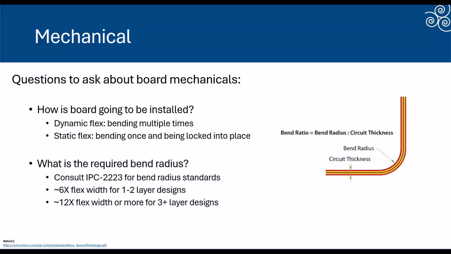And then just thinking about the bend radius, again, you want to work with mechanical on this. The number of layers your flex has is going to impact your bend radius. So you want to consult with the IPC standards, and here are some rules of thumb for flex: about 6 times your flex width for a 1 to 2 layer design, and about 12 times the width for a 3+ layer design. Again, this is a really important question to ask in the beginning. How many layers do you need to carry the signals and current that are required of the design, and is it still going to meet your bend radius that's required?